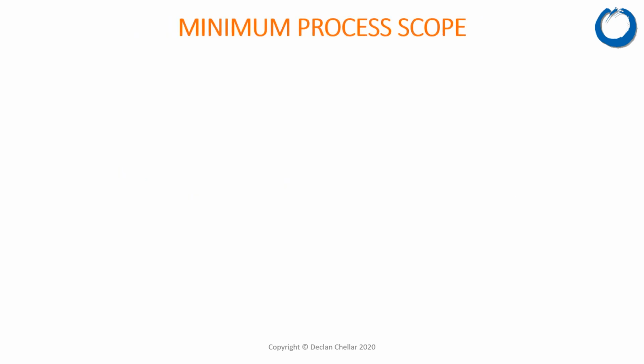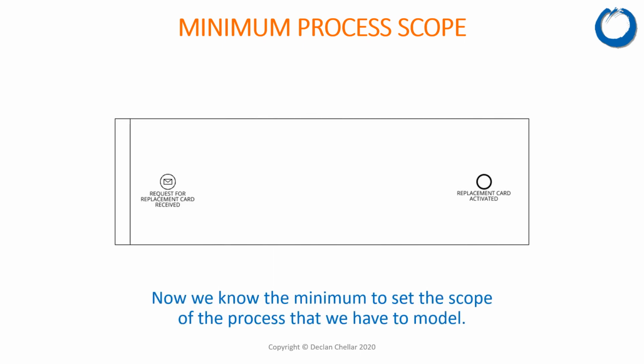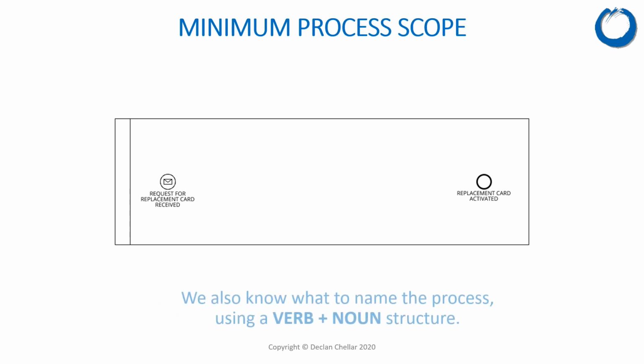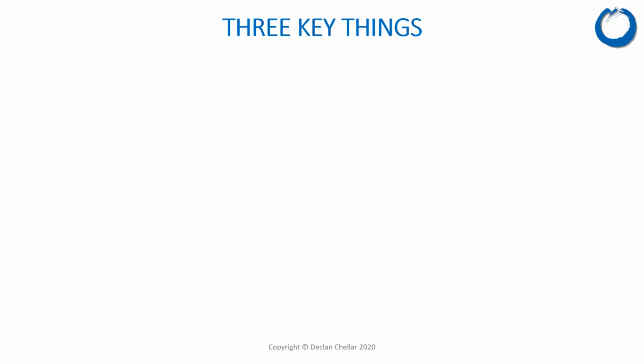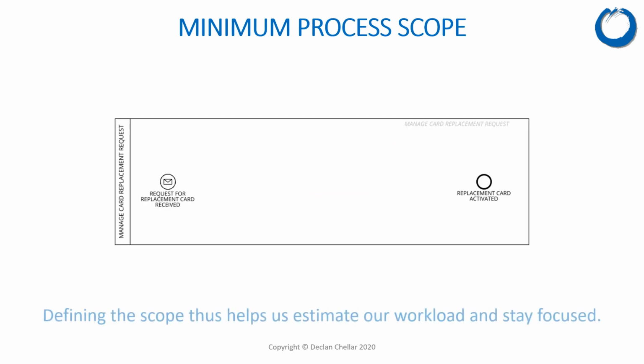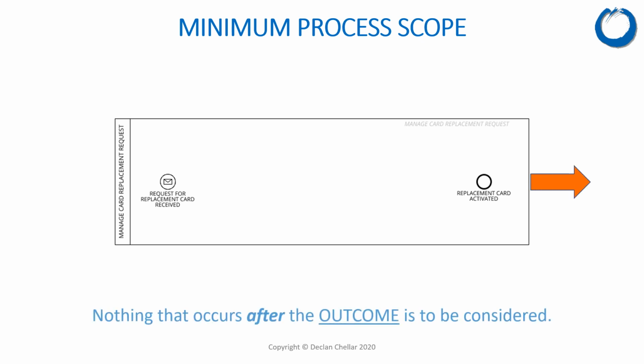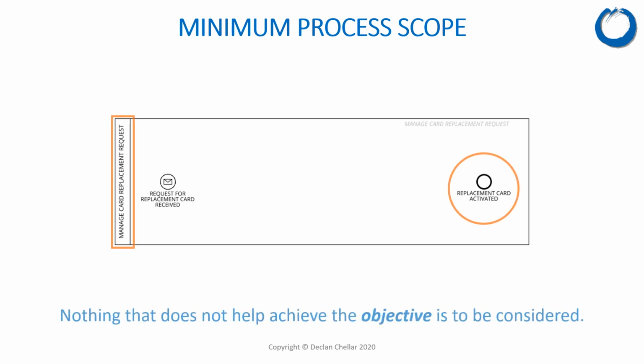Minimum process scope. Now we know the minimum to set the scope of the process that we have to model. We also know what to name the process using a verb plus noun structure. So what have we covered so far? Defining the scope thus helps us estimate our workload and stay focused. Nothing that occurs before the start event is to be considered. Nothing that occurs after the outcome is to be considered. Nothing that does not help achieve the objective is to be considered.